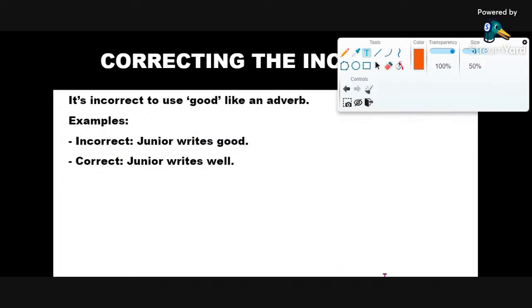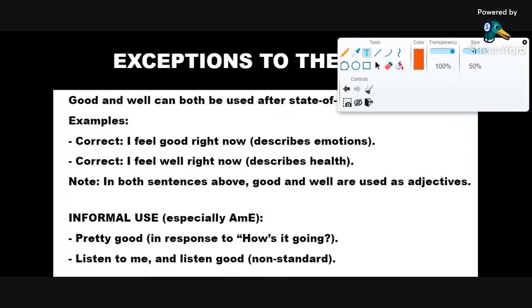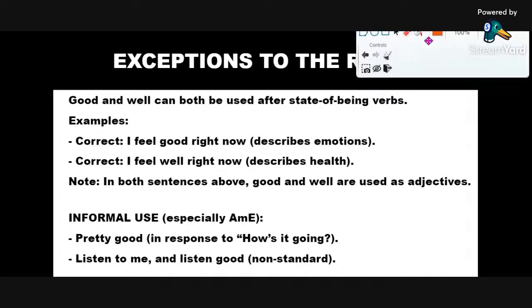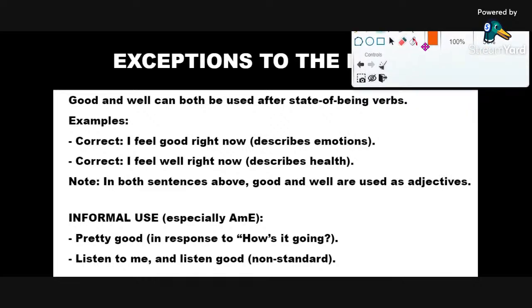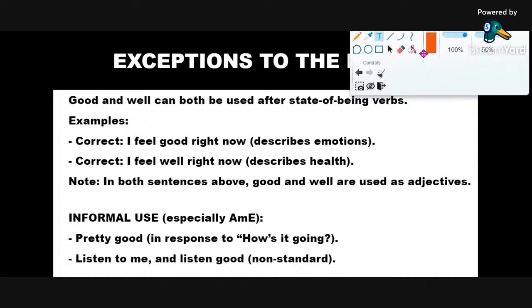Now, having said that, let's now move quickly to our last item on our agenda, and that is exceptions to the rules. To every rule, there is an exception or some exceptions. Okay? So here we want to look at the exceptions. Now, good and well can both be used after state of being verbs. So this is what provides us exceptions to the rules.